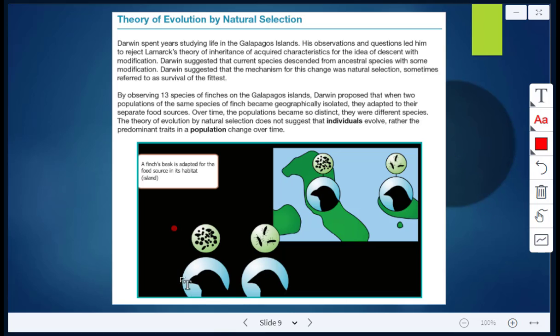All right, so we've got this first species here. Looks like this beak would be adapted to eating maybe hard nuts. And then the second one here, this species would be adapted to eating insects.